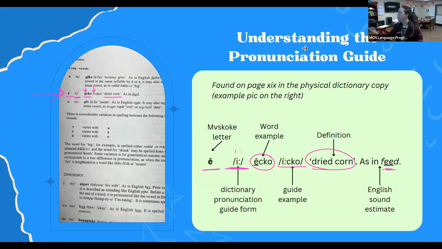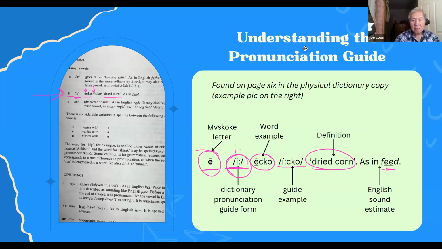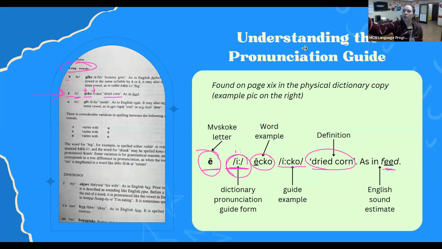And so this way, if you pull up a word and you see this Mvskoke letter and you see this in the pronunciation guide, it's E, E. And that's how it works for all of them. So this is the long vowel section. So it's showing here, you'll see A. It'll be written as A with a colon. An example word is ofki.